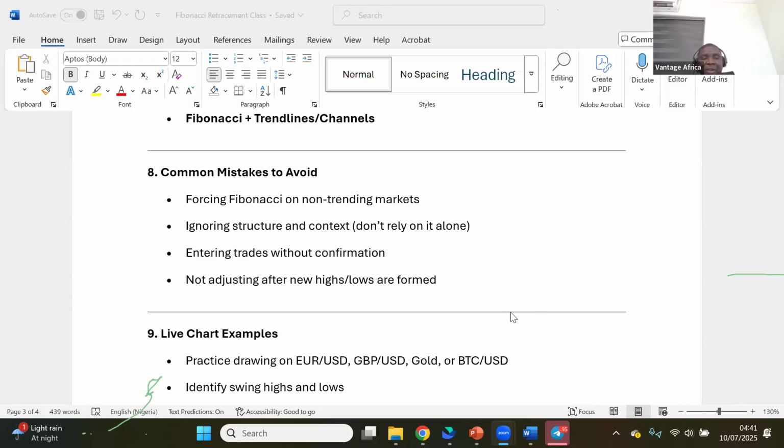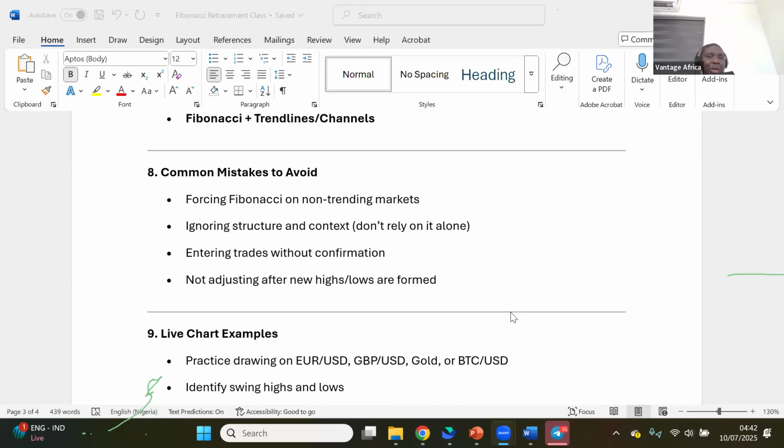So what we are saying is that you have to use a couple of tools together in confirmation, in conjunction with other ones. We're saying use Fibonacci in conjunction with structure, market structure, trending markets, and all of that. Support, resistance, demand zone, supply zone, all of that.